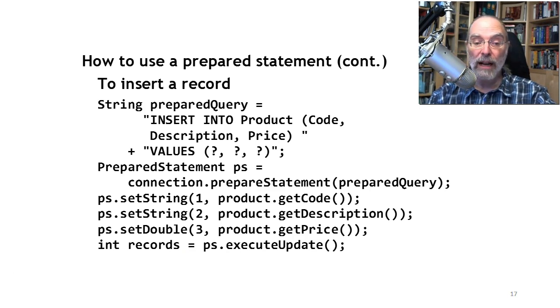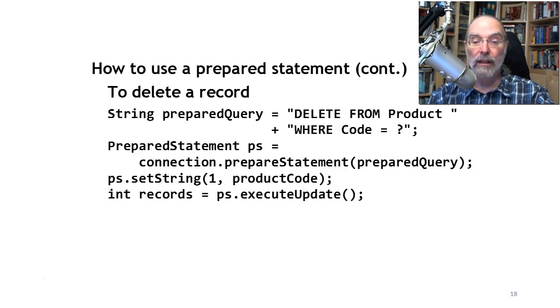To insert a record, really all that's changing between these examples is the particular verb, in this case insert, and using its proper syntax of listing the fields followed by the question marks. Deleting a record, same idea, though always watch out for deleting. Notice that in my execute update here, I have the number of records.